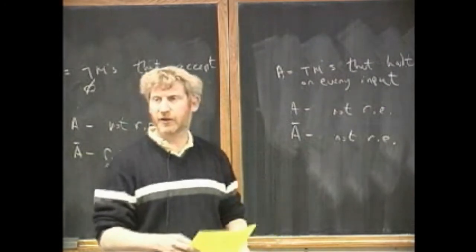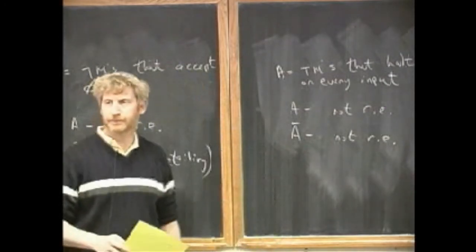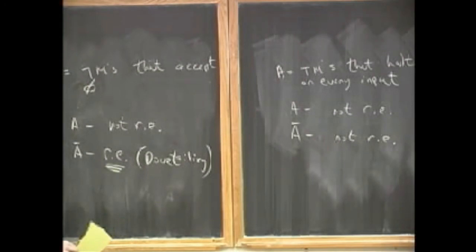Okay, questions about this stuff? I don't exactly understand dovetailing. I understand that if it accepts something that is a finite length, then you can find it in a finite amount of time. But what is dovetailing again?